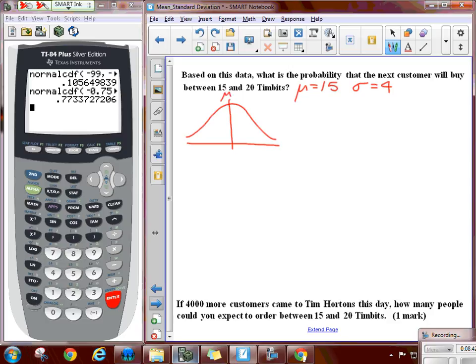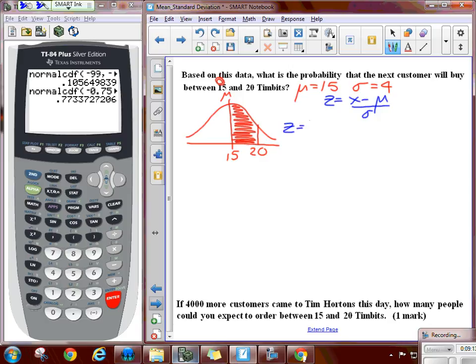So my average is down the middle. That's 15. And that's one of the numbers I'm talking about right there. And we're going up now to somewhere to 20 Timbits. So we're saying what is the probability that they'll order between 15 and 20 Timbits based on the information we have. So we need to read left to right again. We need to go from 15 now to 20. So this is going to require us to use the Z-score formula twice.